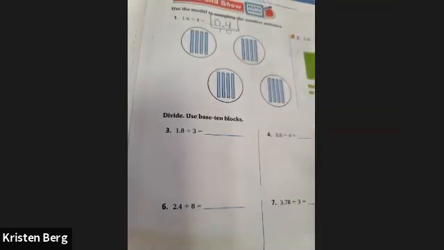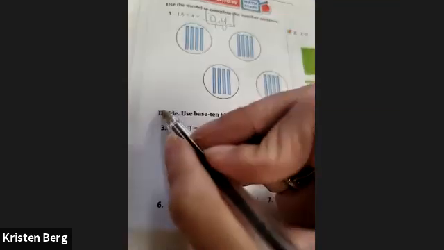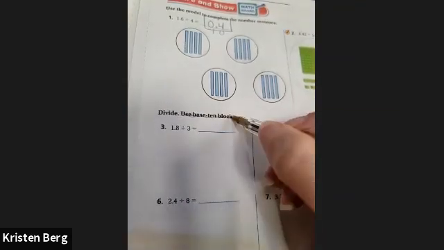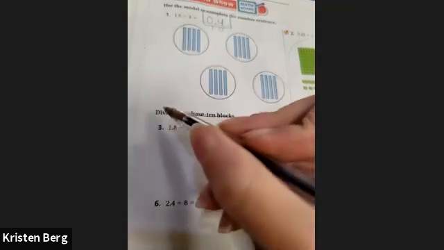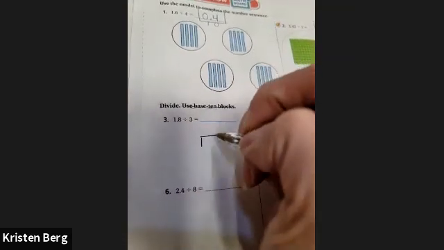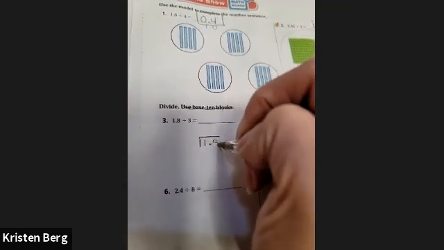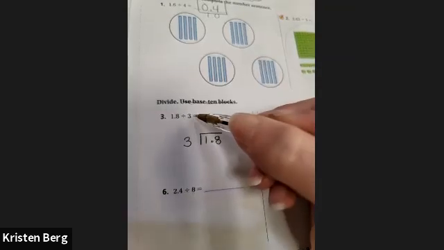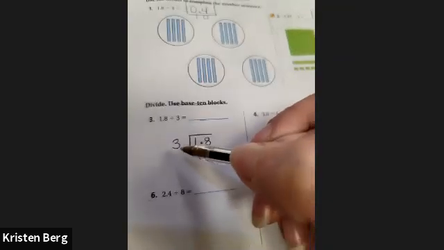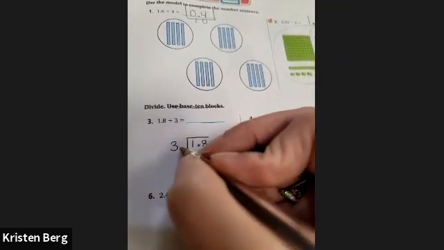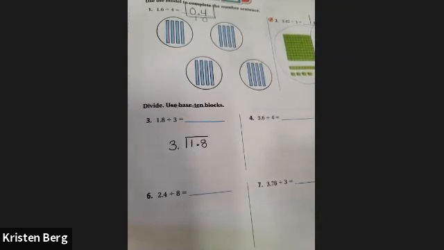All right, next, divide, use base 10 blocks. Again, you are not going to be doing this unless you would like to. You may use base 10 blocks if you would like. I'm personally just going to use the division. Again, whatever is listed first needs to be in the box. And then your second number is your divisor. So in this case, is 3 a whole number? Yes, it is. The decimal's at the end.